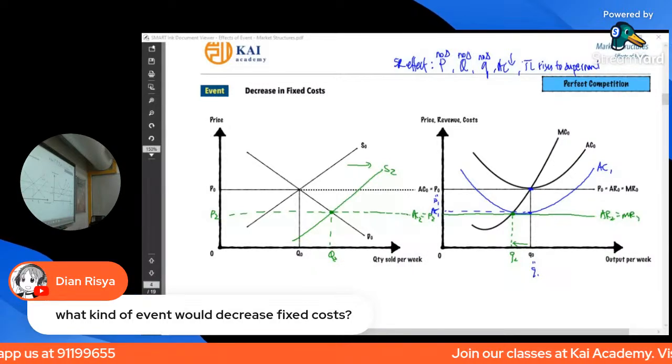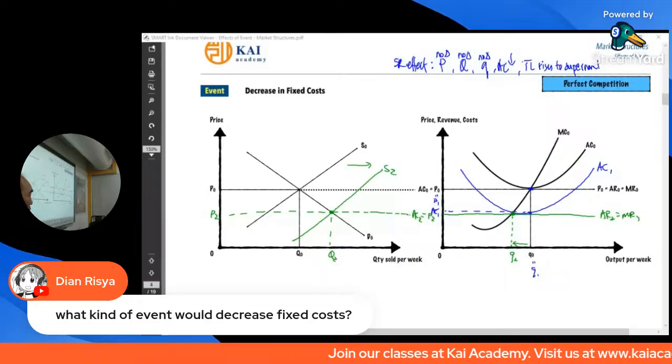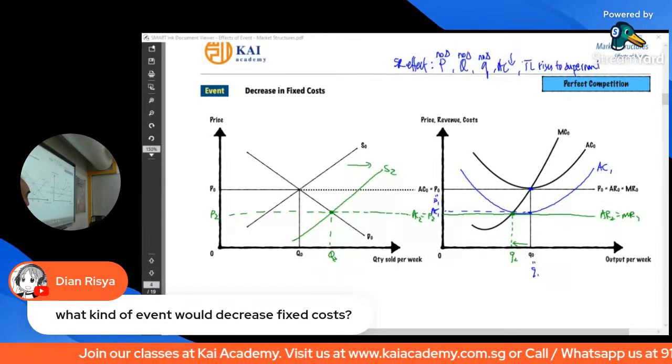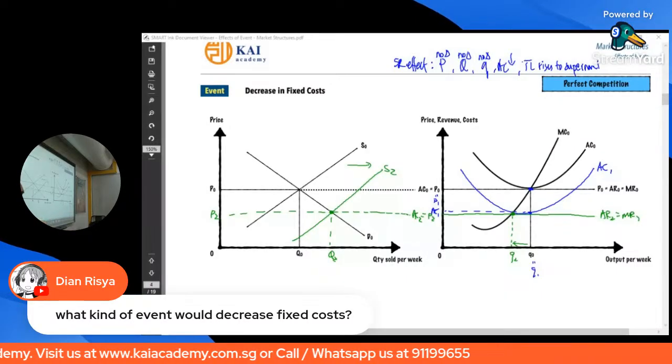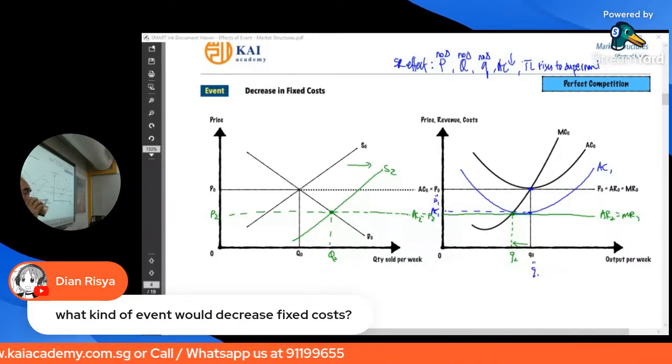And that actually happens. That actually happened during COVID, right? That also happened during the 2009 global financial crisis. The government actually did give rental rebates. So other than wage subsidies, they actually give rental rebates.